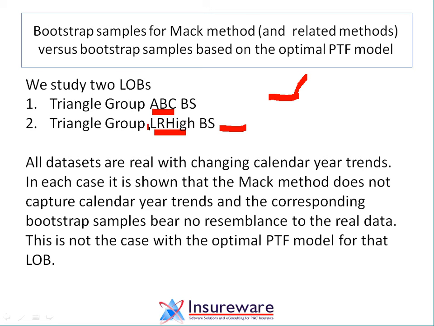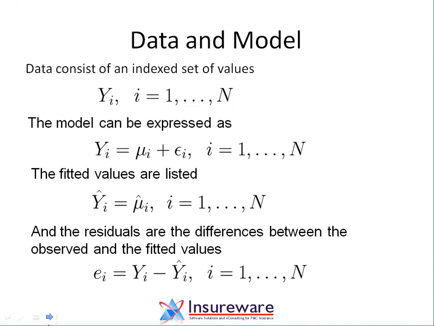So both data sets are real. They each have calendar year trend changes. The second one, number 2, also has a change in process variability versus development year on a log scale. ABC doesn't have a change in process variability, but it does have distinct trend changes along the calendar year that the MAC method can't pick up, quantify, and so on.